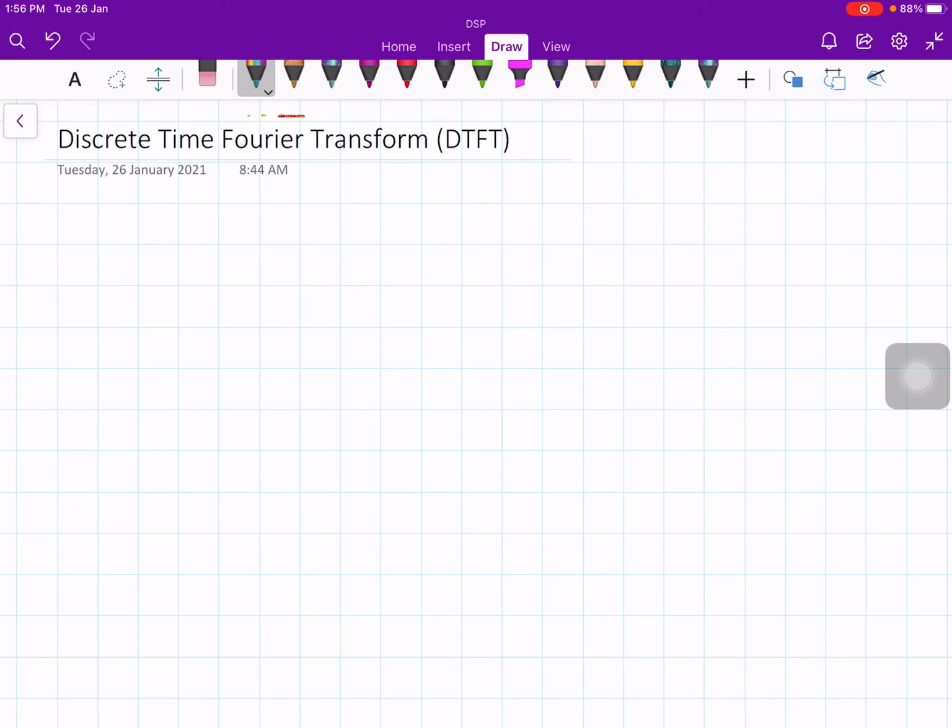Okay, so this is the continuation of the previous lecture. So in this lecture, let us discuss discrete time Fourier transform. So in short, we call it DTFT. Okay, so we introduced the DTFT in the last class.